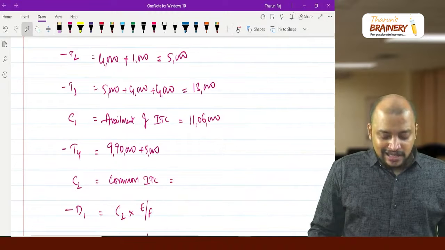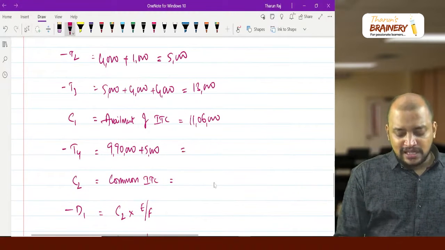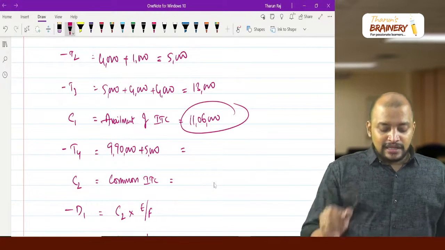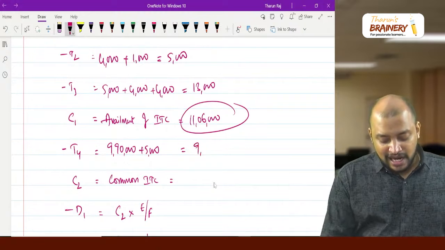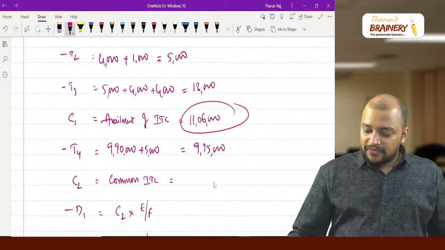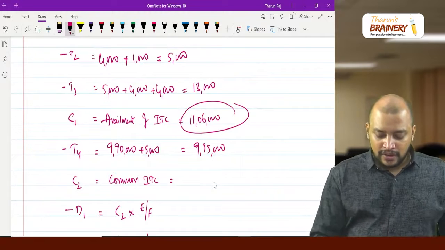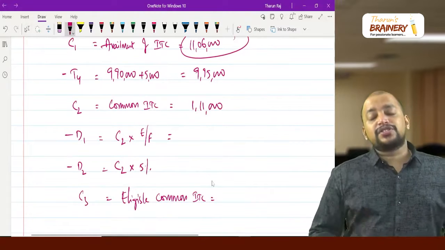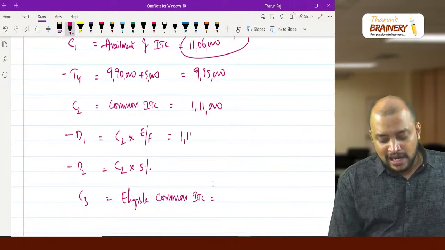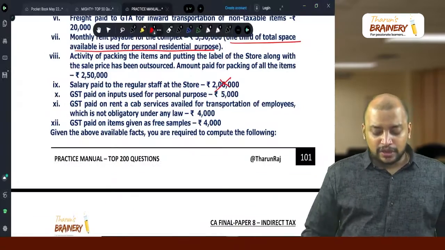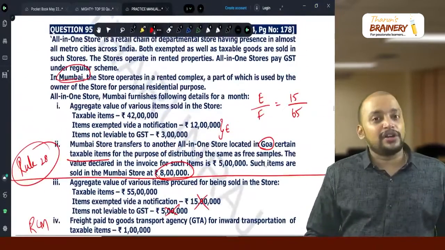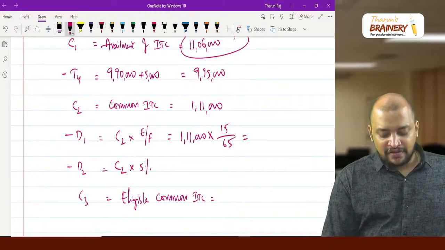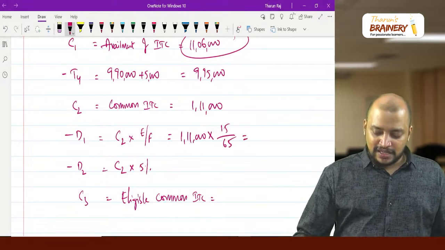After taking this credit 11 lakh 6,000, how much is exclusively for taxable? This is the credit availed. Then how much is exclusively for taxable? 9,95,000. Then from this, 1,11,000 is the common credit. Now common credit we are using for both taxable and exempted. So 1,11,000 into exempted to total ratio. Exempted to total ratio we already know, 15 divided by 65. So 1,11,000 into 15 divided by 65.